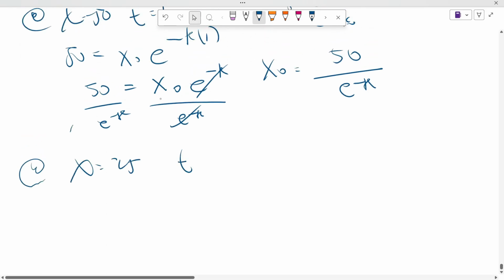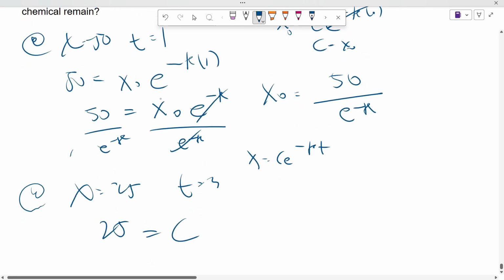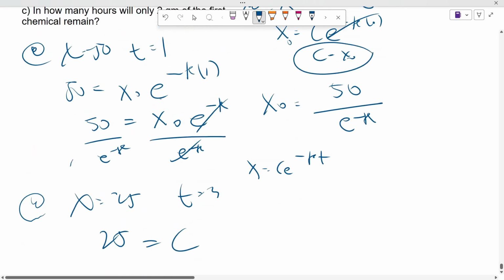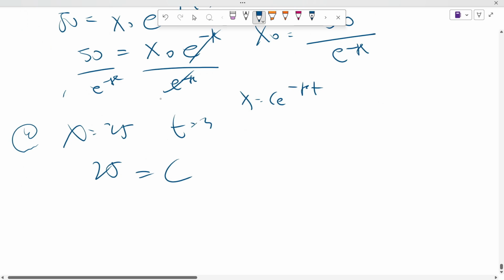X equals 25 at time 3. X is 25. The formula here is this, guys. Oh, X is 25. What is our C? Do we have a C already? Yes, we have a C. It's X sub O. This is our C, guys.